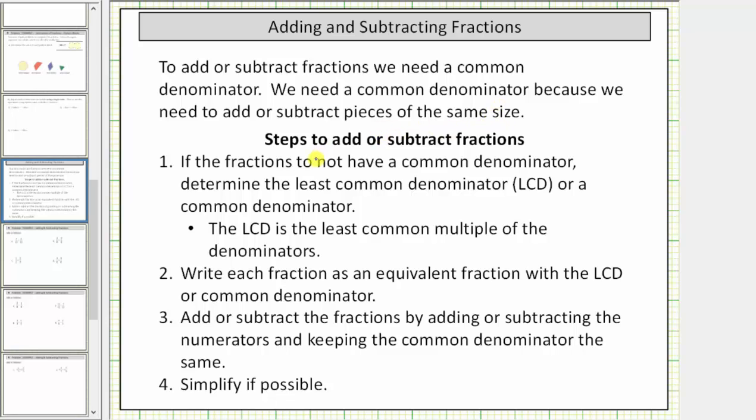So for review, to add or subtract fractions, step 1, if the fractions do not have a common denominator, determine the least common denominator, or LCD, or at least a common denominator. The LCD is the least common multiple of the denominators. Step 2, write each fraction as an equivalent fraction with the LCD or common denominator. Step 3, add or subtract the fractions by adding or subtracting the numerators and keeping the common denominator the same. And then step 4, we simplify the fraction if possible.